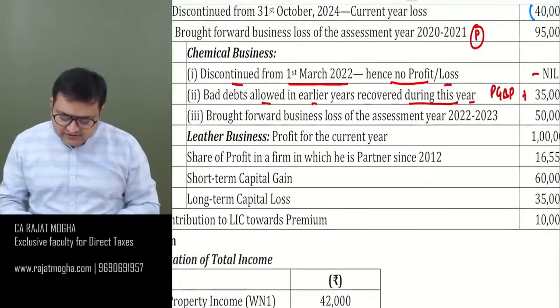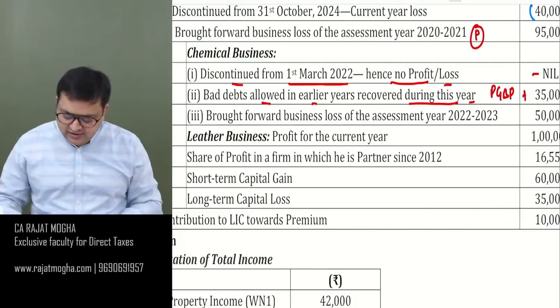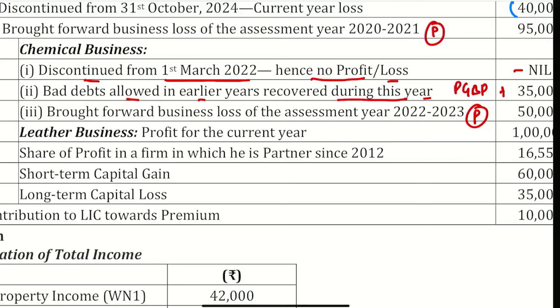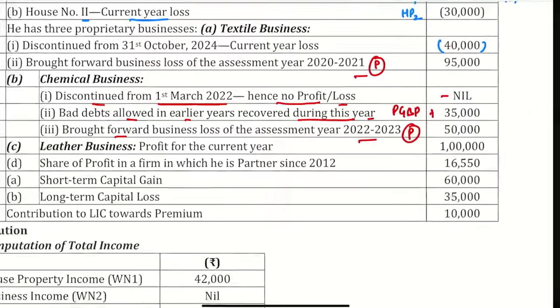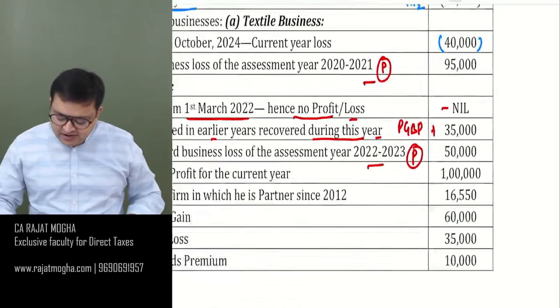Third point, it says brought forward business losses. Again, this is brought forward business losses of last year. I will not look at it. Let me write it over here, pending. This is brought forward again. So there are two brought forward as of now, but I have here and here. So I'm not taking this into consideration right now. Leather business, profit of the current year is 1 lakh. Okay. So profit for the current year is 1 lakh.